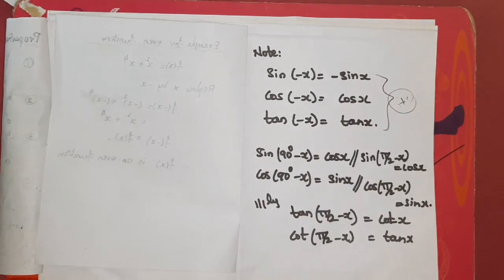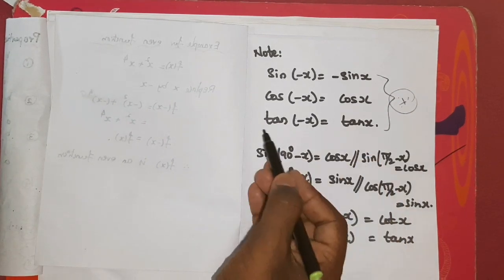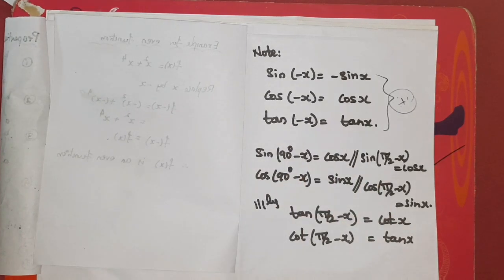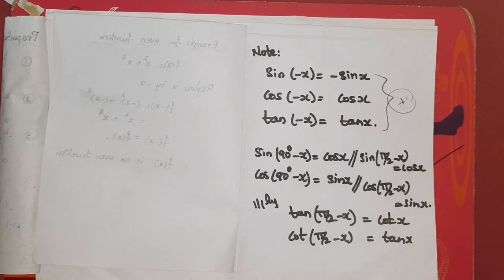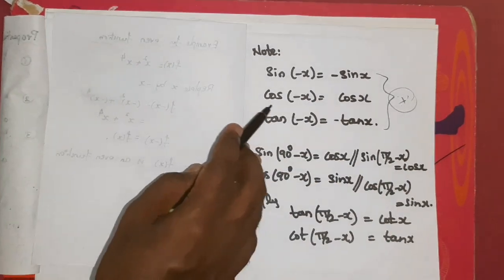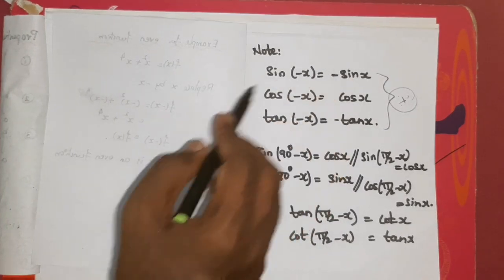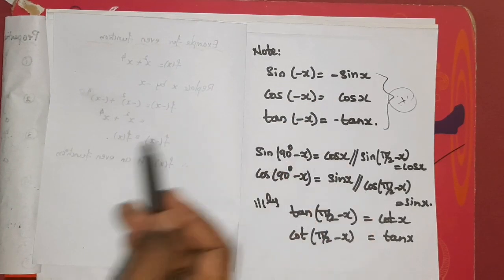So what is sine of minus x? Minus sine x. Then cos of minus x is cos x. Tan of minus x is minus tan x. So be clear on it. What is sine of minus x? Minus sine x. And tan of minus x is minus tan x. And cos of minus x is cos x. So only for cos of minus x we get the same. So for sine of minus x, minus sin x. For tan of minus x, minus tan x.